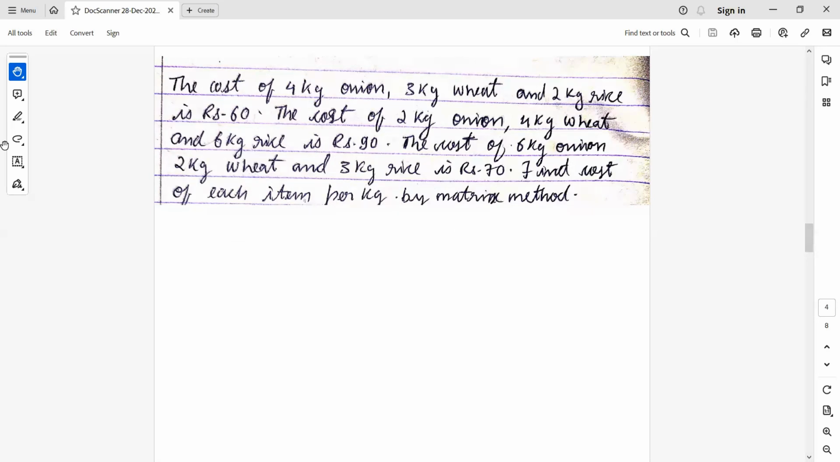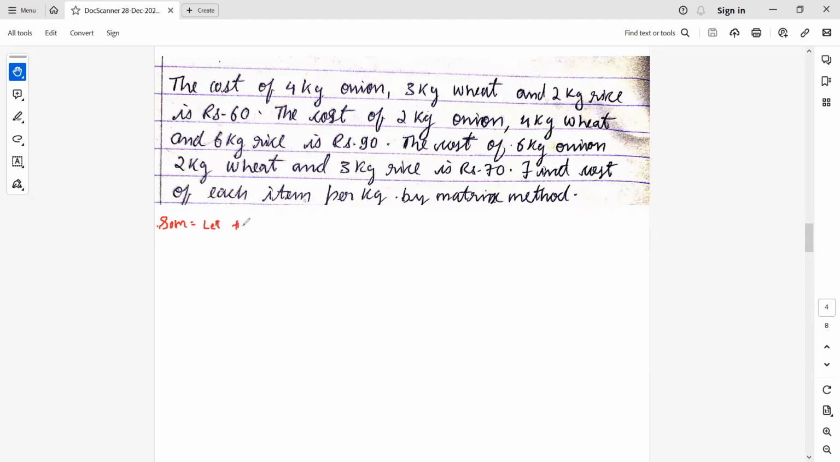Here again they have asked us to simplify by making use of the matrix method. We need to solve this using the matrix method, but first you need to form the equations. To form the equations, you can see three quantities are given here: onion, wheat, and rice.